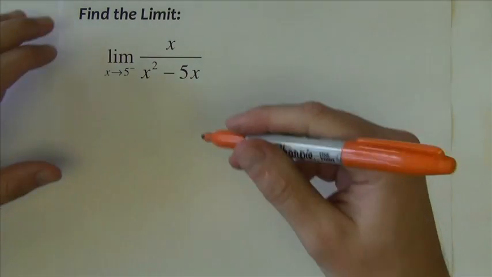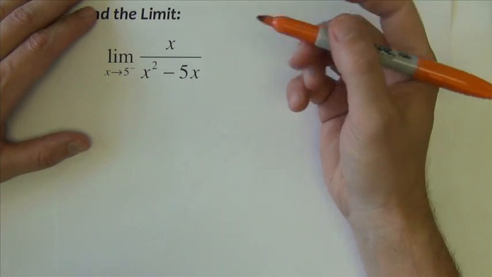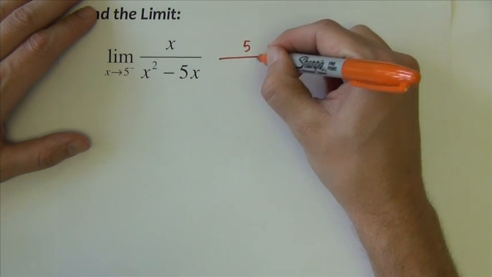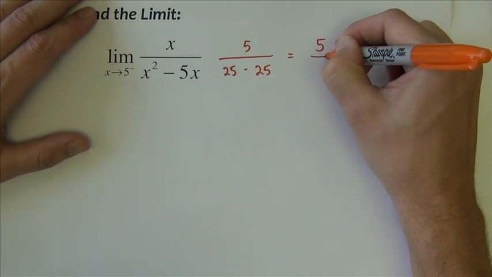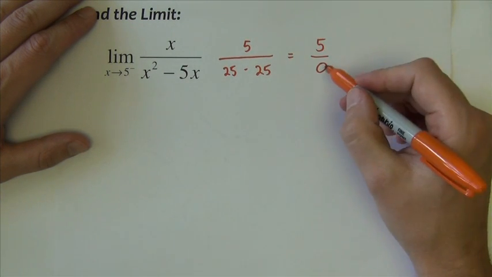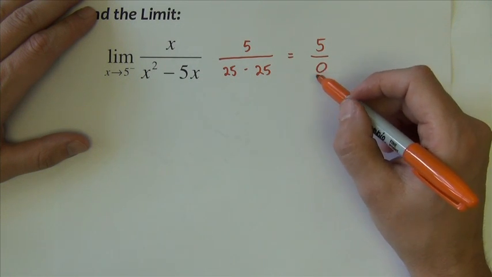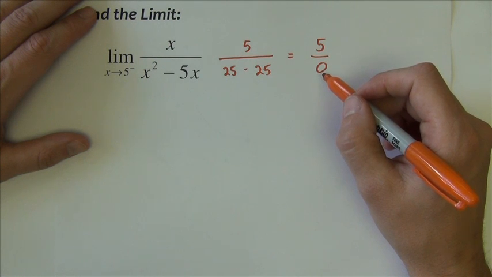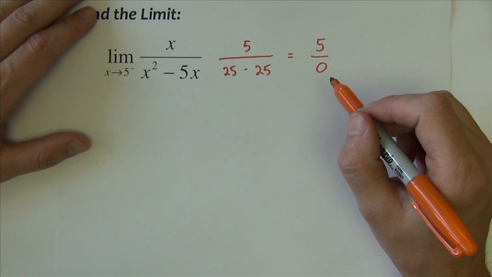Last problem says find the limit as x approaches 5 from the left. Well, I would probably just start with direct substitution. If I just plug this in, we get 5 over 25 minus 25, 5 divided by 0. That's not indeterminate. Okay? And because I plugged 5 in and I got to divide by 0, that means that the denominator has 5 as a 0, which means 5 is a vertical asymptote to this particular function.